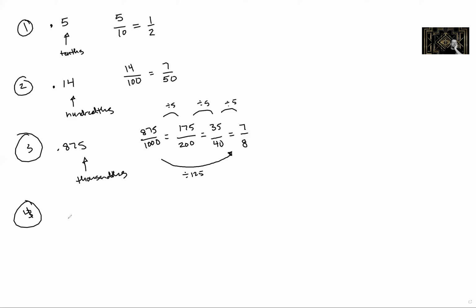Let's try another example, 0.25. That's the hundredths place showing. So 0.25 would be 25 over 100, which simplifies to 1/4.